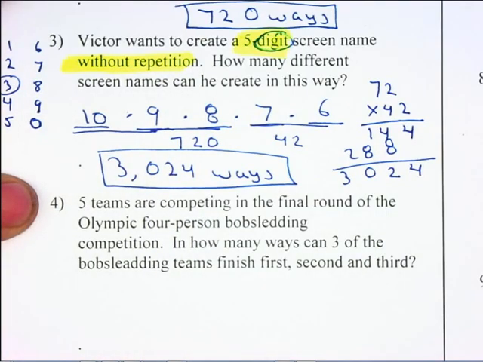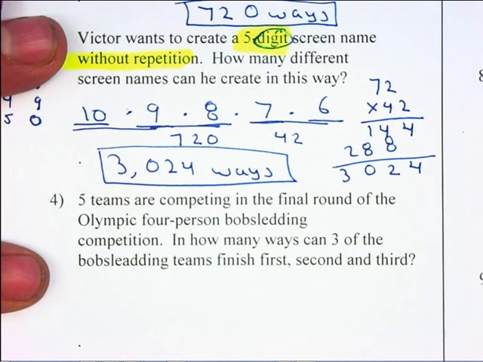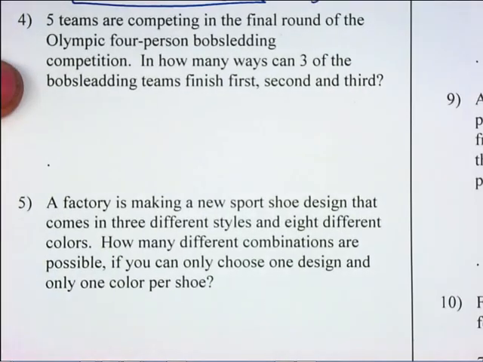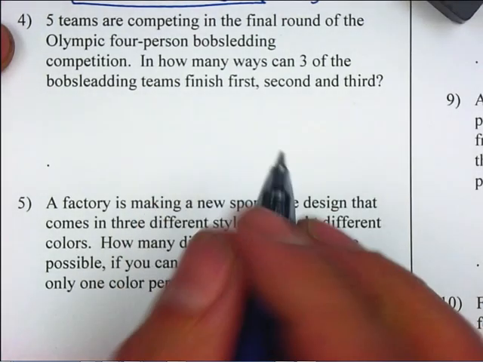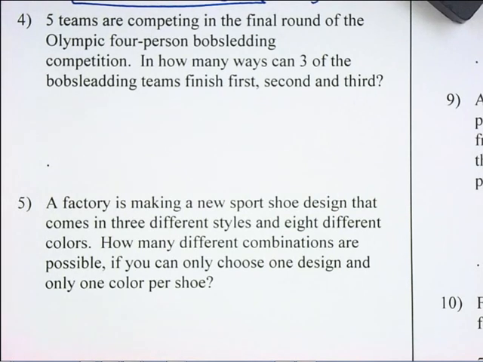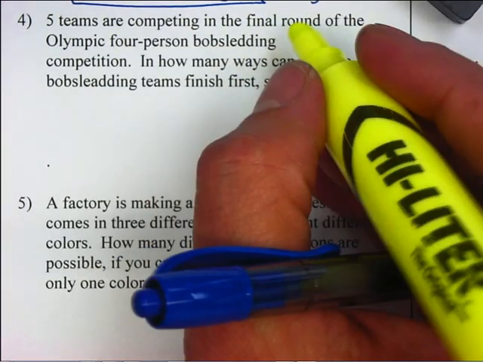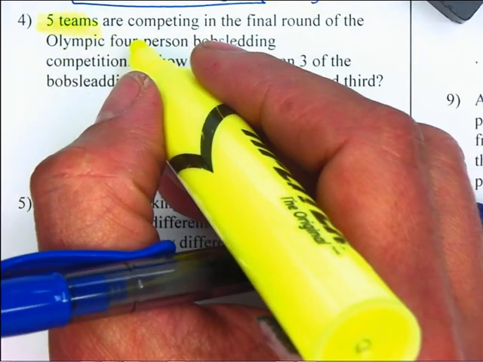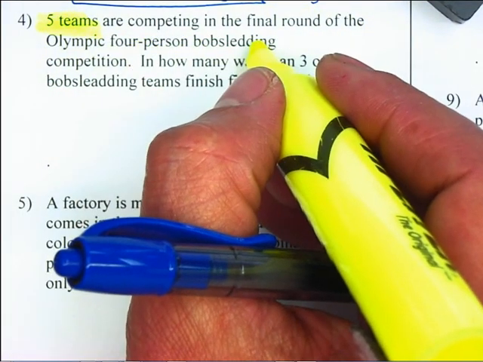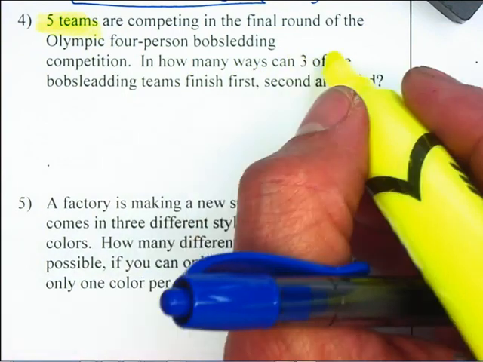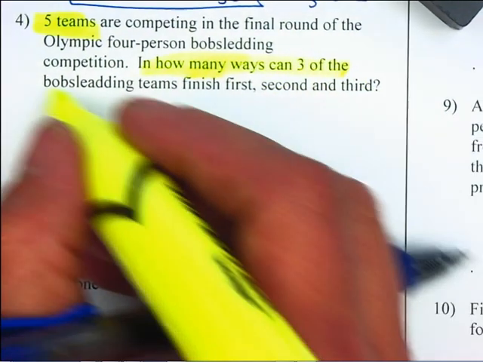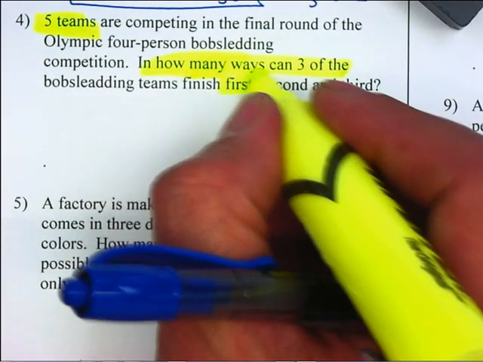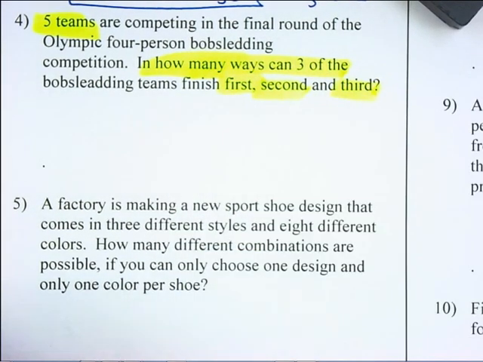Let's continue to problem number 4. Remember, I'm going over the different type of problems that you guys will be seeing on this chapter, or that you have seen on this chapter. 5 teams are competing, so we have 5 teams that are competing on the final round of the Olympics for a 4-person bobsled. In how many ways can 3 bobsled finish first, second, and third?